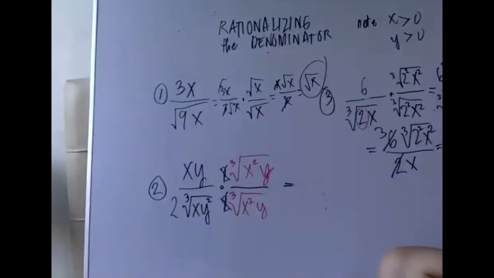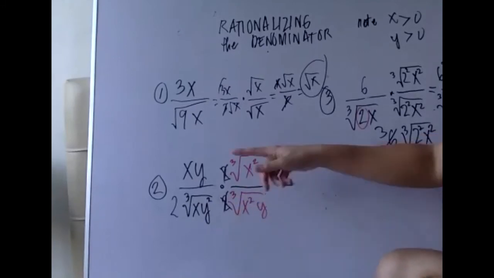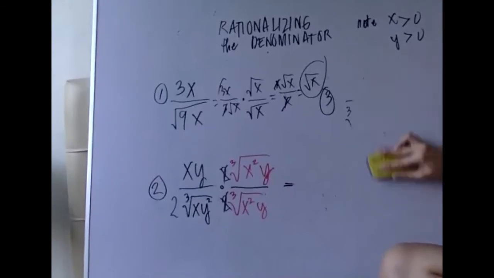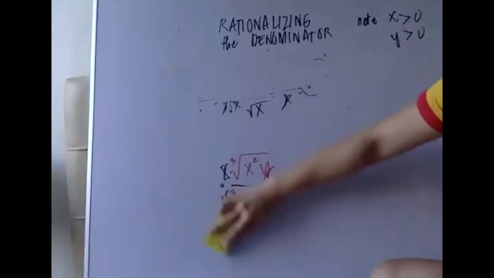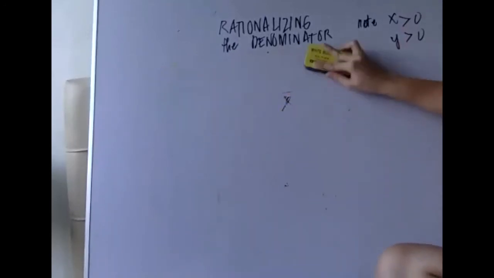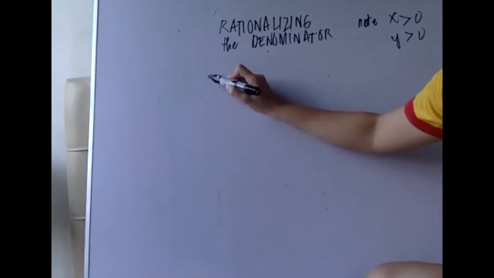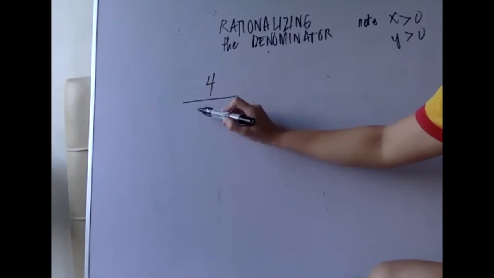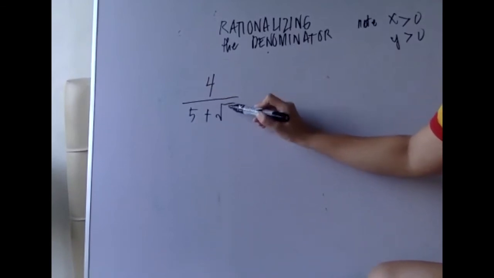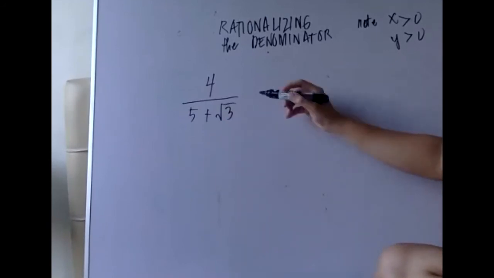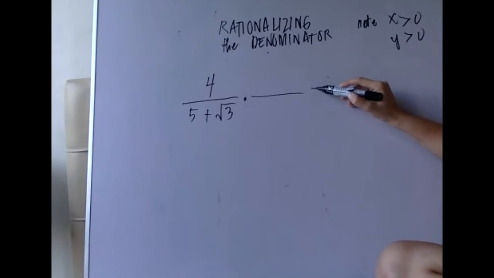Okay? Now, paano naman kapag hindi lang siya isang term or hindi siya monomial? Now, 4 over 5 plus square root of 3. Dito papasok yung concept ng conjugate. Anong conjugate nito? Siguro naman lahat familiar.